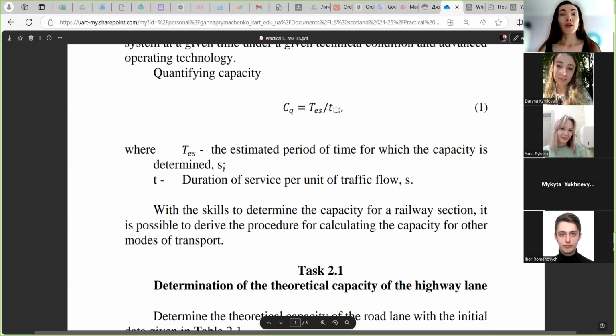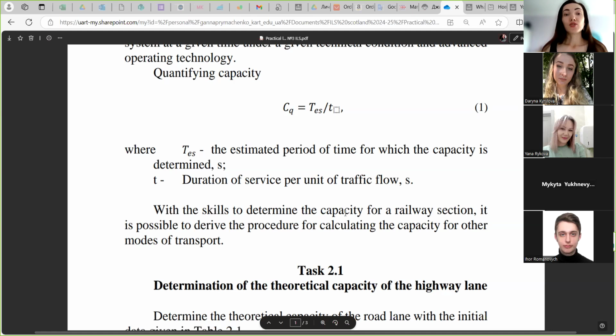So, okay, we use this period of time, which we need for our transport elements, and divide it by the parameter t. What does t mean? It is the duration of service per unit of traffic flow. It can also be in seconds, minutes, days, and other.